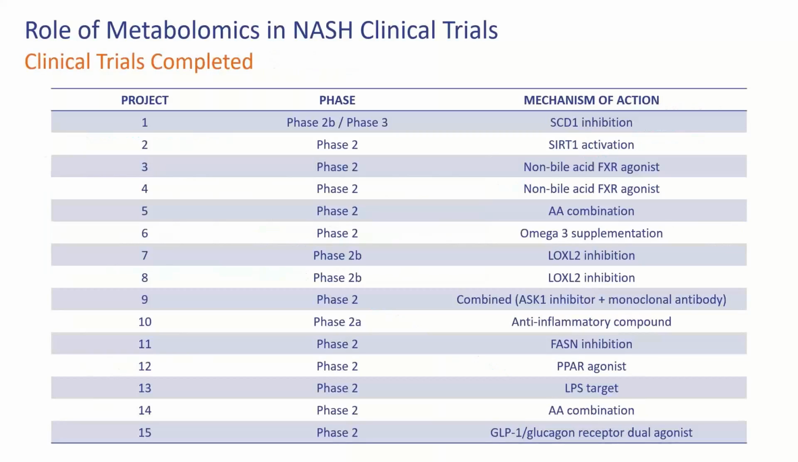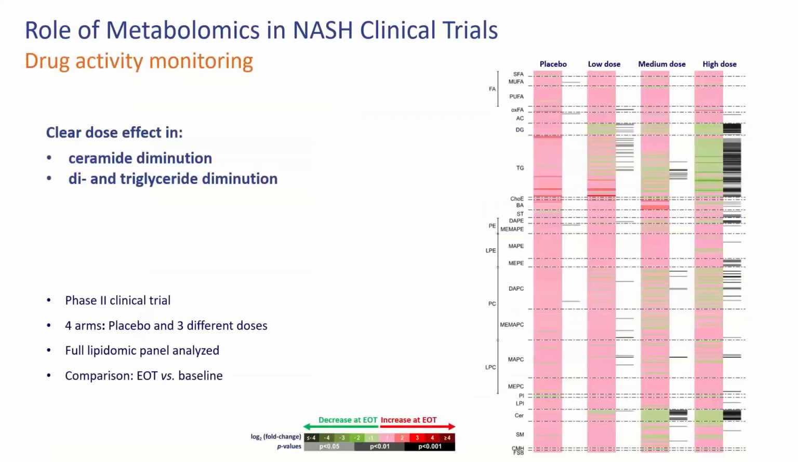We are going to base our message today on our experience. We have completed 15 different phase 2 trials in NASH with many different types of drugs, almost the whole range, from the very innovative drug to the very classical approach. We cannot really give details about the drug or the company yet, but I can give you some ideas about what metabolomics is able to provide to these companies and to these drugs.